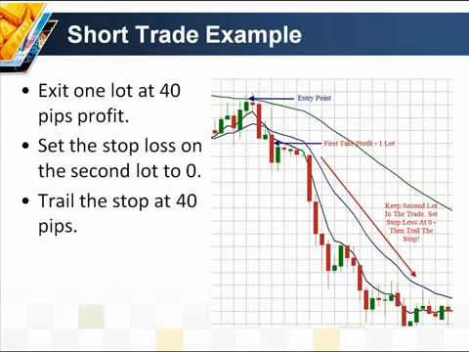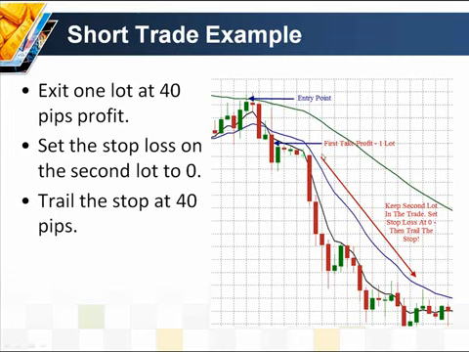At that point, when that happens, we keep our second lot in the trade. We set our stop loss to 0 for the second lot, so we set it to the break-even point. So our stop loss would be moved up to here for the second lot. And we continue to trail our stop at 40 pips behind until the stop loss is hit.